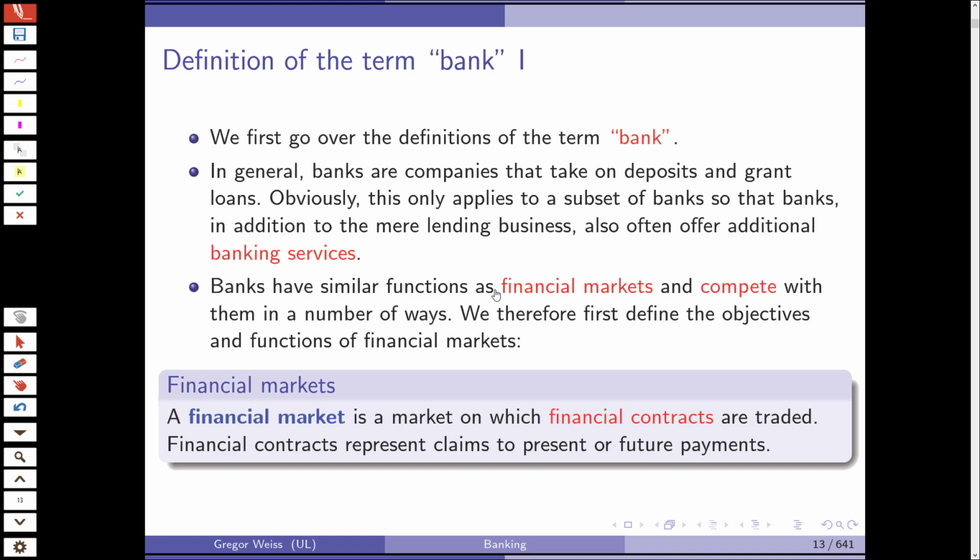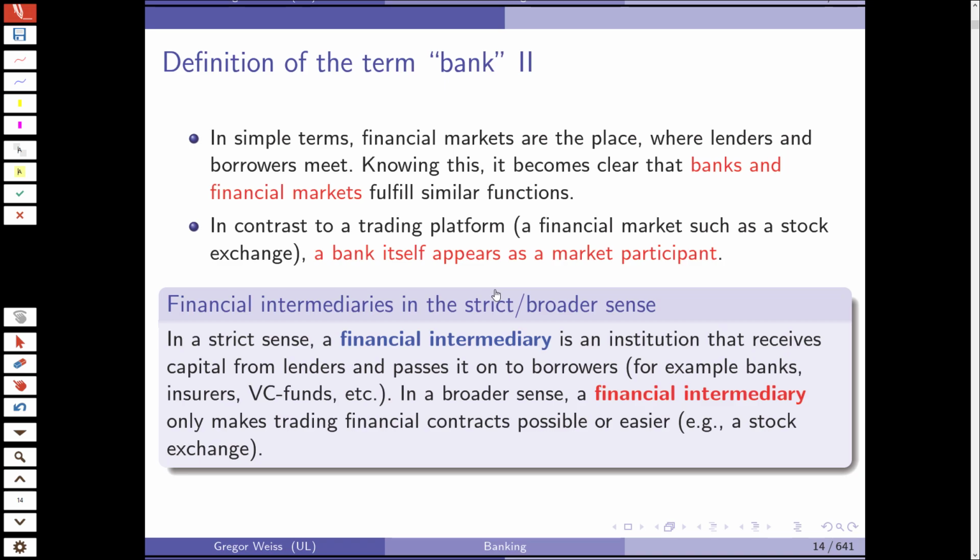We'll come to that. But in economic theory, in financial theory, you can also define banks more generally as companies that interact in a financial market. Financial markets are markets on which financial contracts are traded. And a financial contract is obviously the most basic way of defining what we are doing here. It's some kind of transaction, a financial contract, and those represent claims to present or future payments. Those are traded on the financial markets, and somehow banks engage in financial markets.